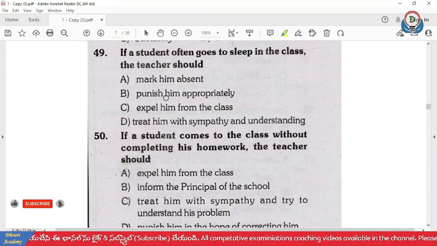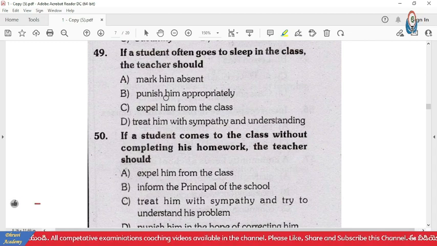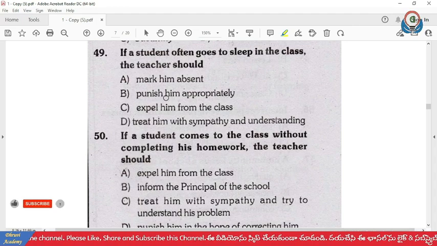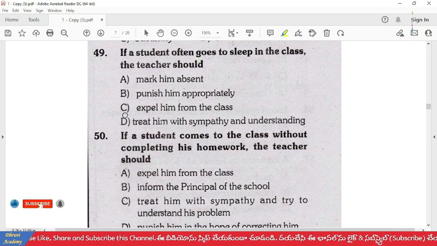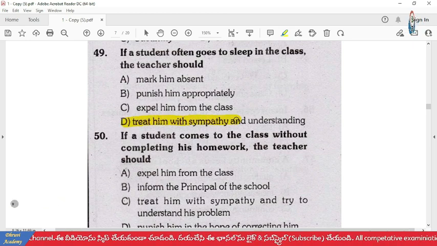If a student often goes to sleep in the class, the teacher should: A mark him absent, B punish him appropriately, C expel him from the class, D treat him with sympathy and understanding. What should the teacher do? The answer is treat him with sympathy and understanding.